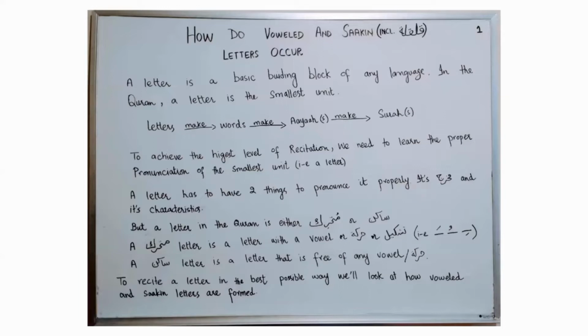A Mutaharrik letter comes with a vowel. You can also call it a haraka or tashkil, and you can see their signs like this: Fatha, Dhamma, Kasra, or Zir, Zabar, and Pesh.